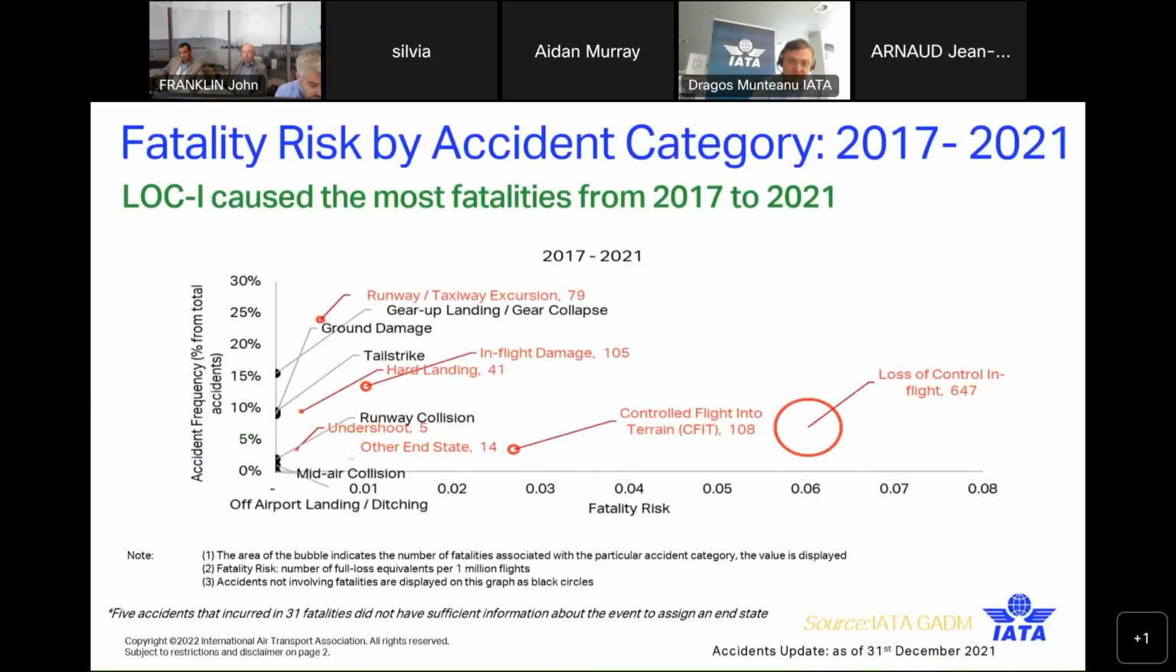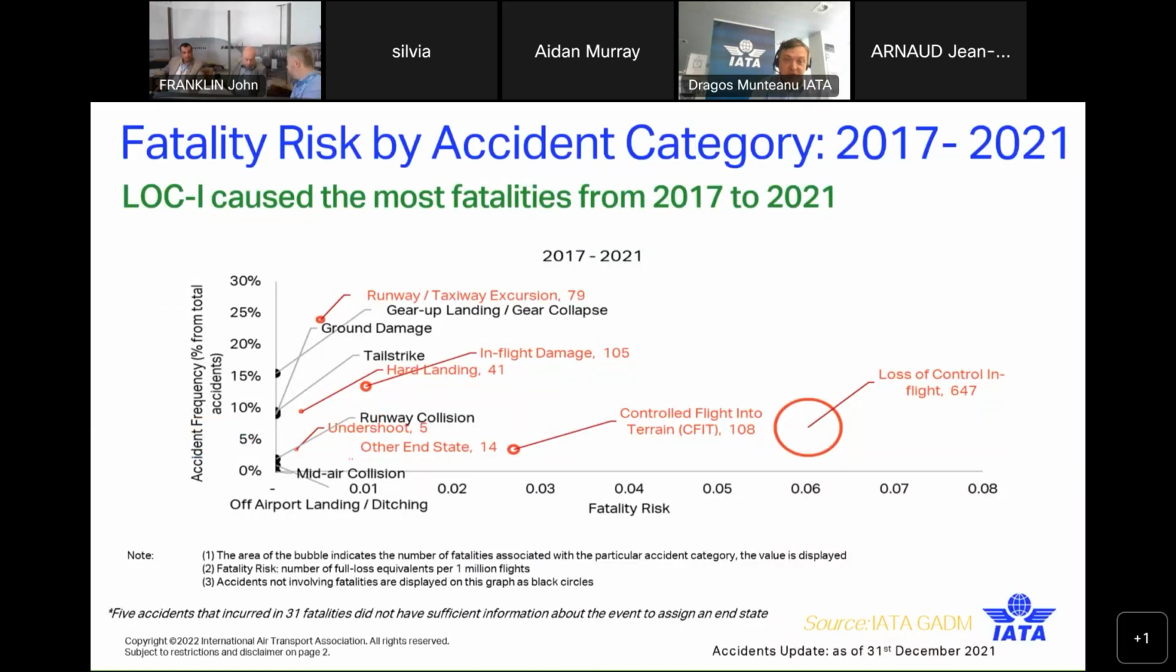Here we see the fatality risks for the main accident categories for the past 5 years. And here it's always very important to look at and identify the main killers in our industry. We all know, I believe, that loss of control is still the main killer in our industry, and we have there the fatalities number 647 in a period of 5 years. It's quite a significant number.